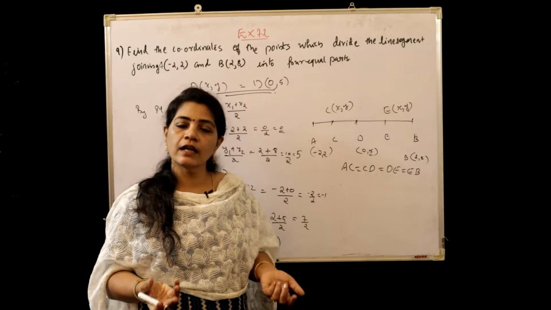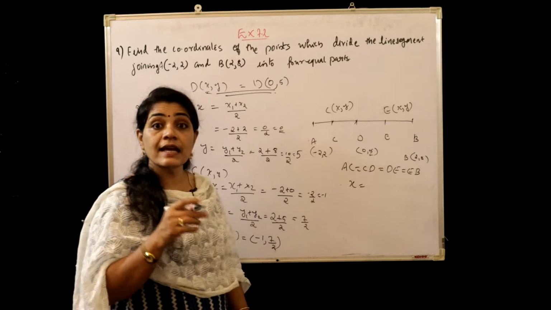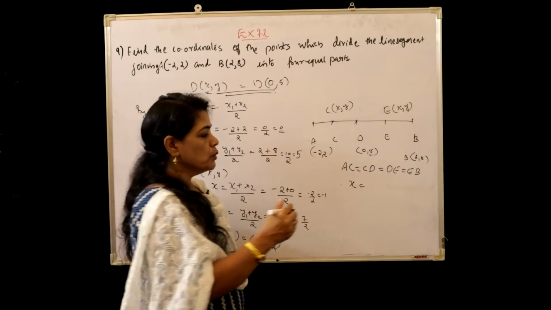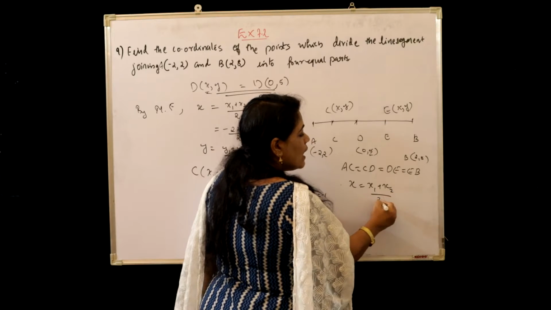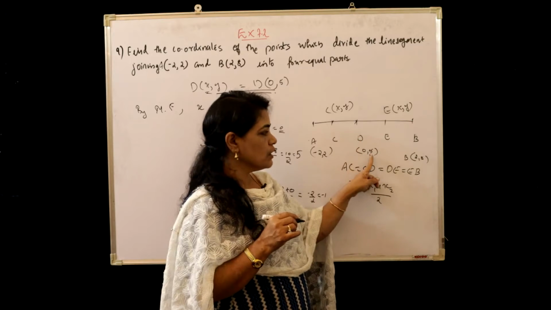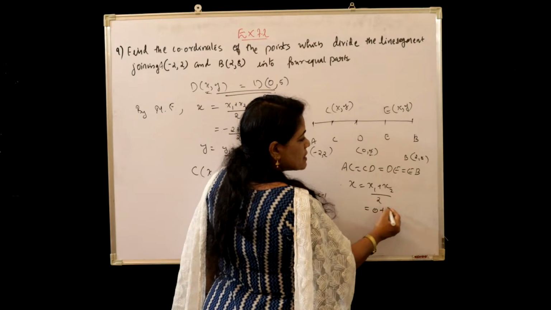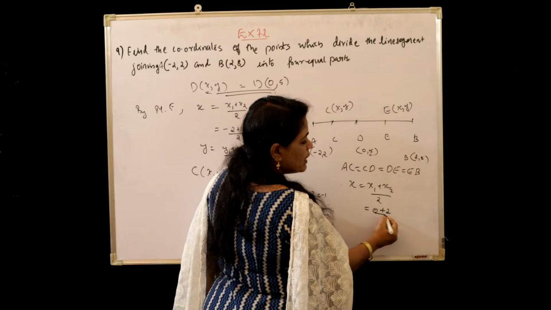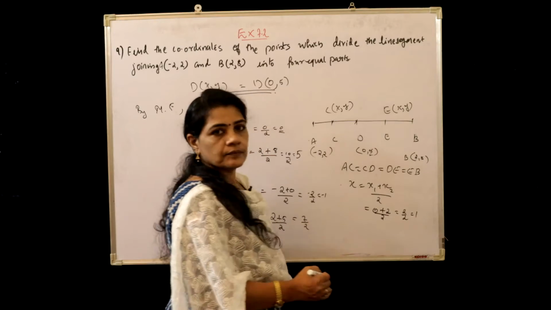Okay, so again we can apply the midpoint formula in order to get x, that is (x1 plus x2) by 2. Here x1 and y1 are the coordinates of D, that is (0, 5). So 0 plus 2 by 2, that is 2 by 2, that is 1.